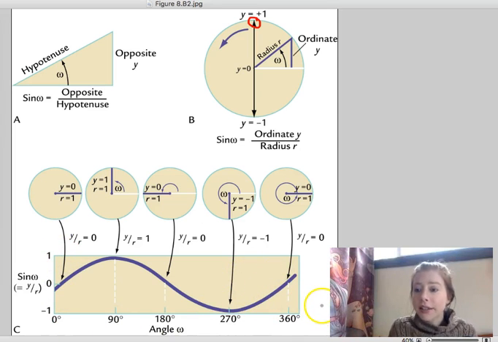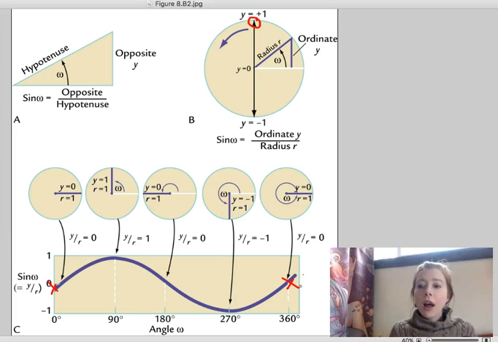Now, direct your attention to this plot on the bottom of the screen here. This is showing a sine wave, all right? This wavy curve. And in this particular instance, we're seeing one wavelength. And so you'll notice that this curve starts and ends at 0.